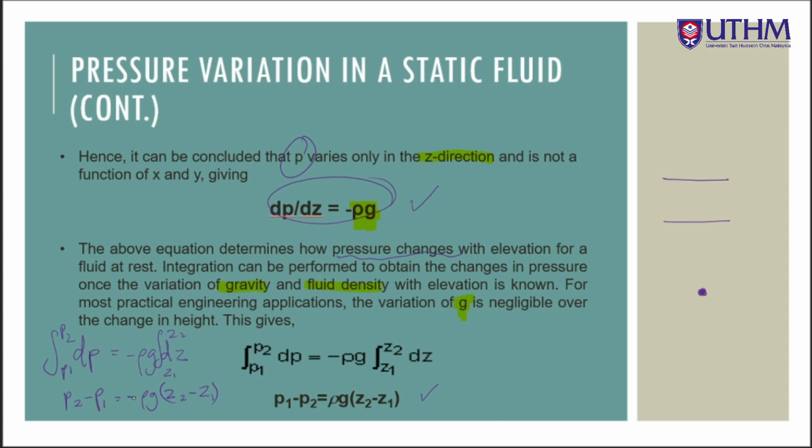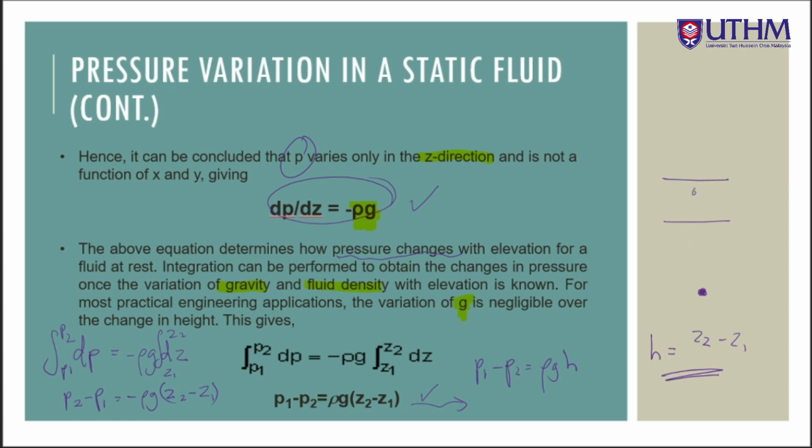However, kita nak buang this negative, dia akan jadi terbalik. P1 minus belah kiri akan darat negatif, dan dia jadi P1 minus P2 equals to, minus ni dah tak ada, that's why dia jadi positif kat sini, rho g (Z2 minus Z1). Ataupun benda ni kita boleh buat juga sebagai P1 minus P2 equals to rho g H. H is actually equals to Z2 minus Z1.